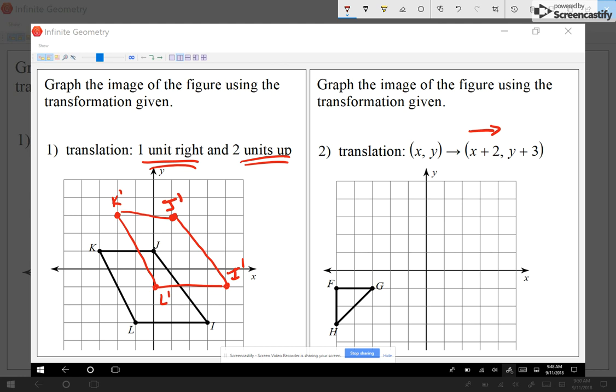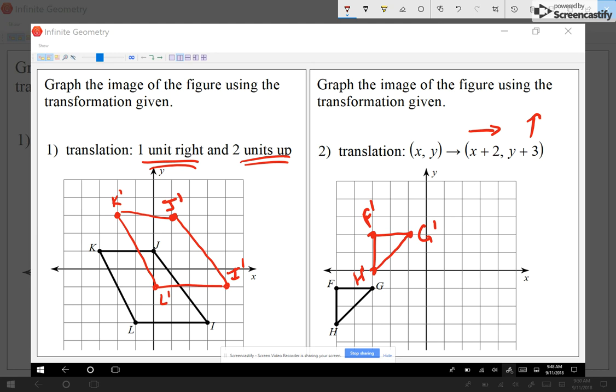Now the y tells us up or down. Y plus 3 is basically telling me to move up 3. So I'm going to move my corners 2 units to the right and 3 up. I'm going to do G, 2 units to the right, 3 up. That gives me my point G prime. I move F, 2 to the right and 3 up. That gives me my point F prime. And the same thing with H. That gives me my point H prime. I connect my dots, and it looks like I moved everything 2 units to the right and 3 up.